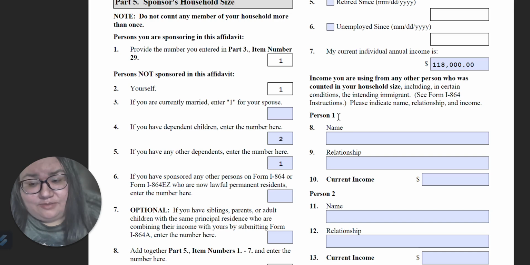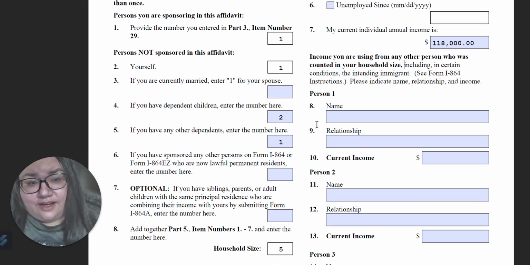So we can do that here, okay? See, it says, including in certain conditions, the intending immigrant. For a spouse, you can include your intending immigrant spouse's income if they have a valid employment authorization document. For other petition types, let's say you're a child petitioning for your parent, you can also include your parent's income if they have a valid employment authorization document and if they reside with you. That's the second requirement for children. For parents, they have to reside with you.